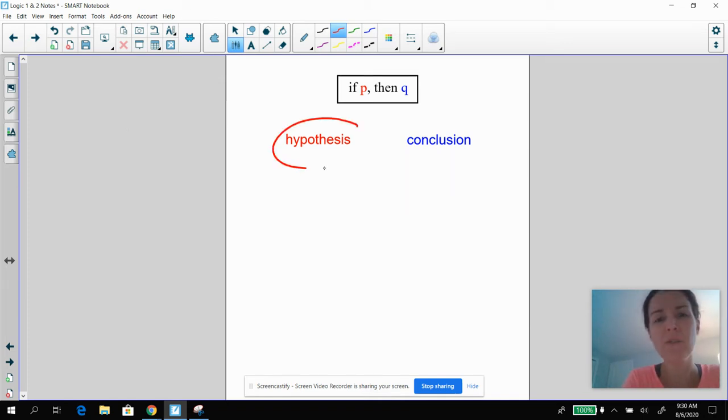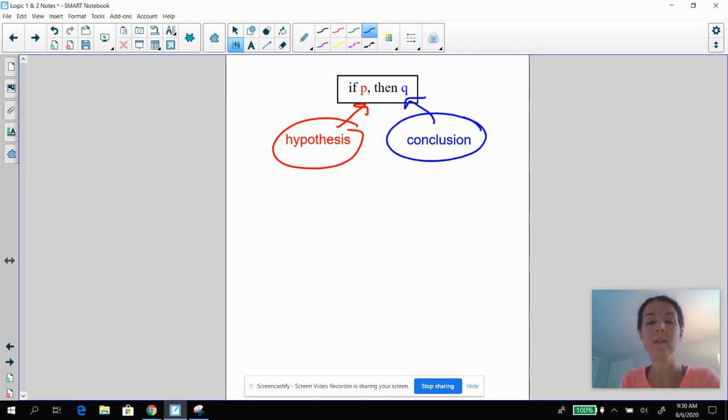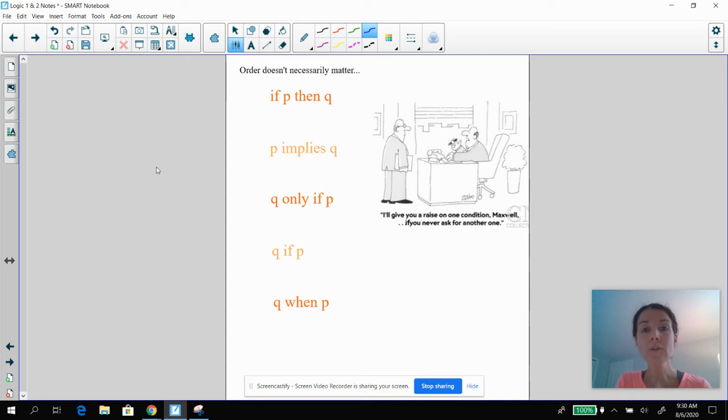So our hypothesis, we often refer to as P, and our conclusion is Q. So if P, then Q. If I know P is going to happen, then Q is going to happen. So order, though, does not matter. The meaning does not change. So even if you flip things around, I still have P as my hypothesis and Q as my conclusion.